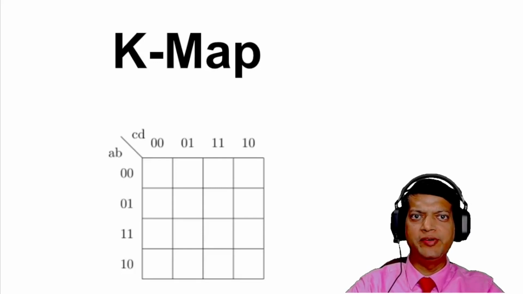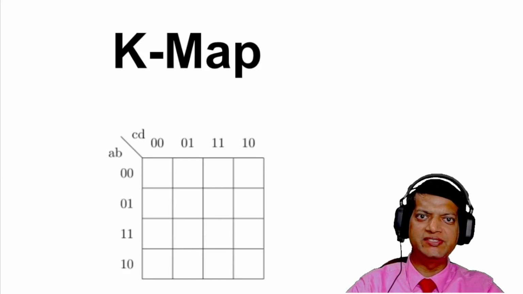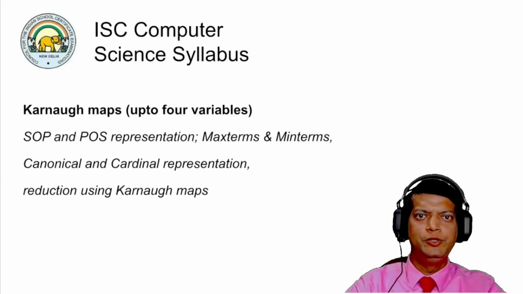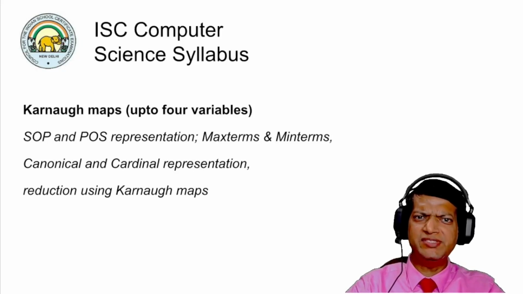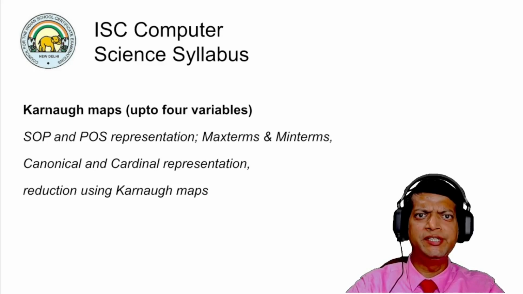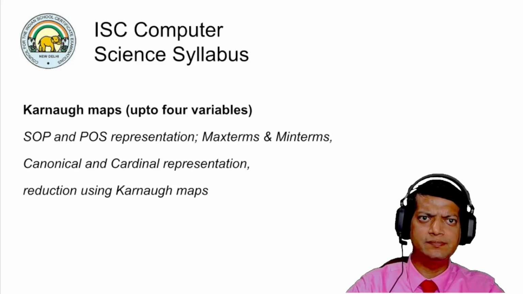In this video, I'll be covering K-Maps with respect to ISC syllabus. You can see the relevant portion of the ISC syllabus on the screen. As per the syllabus, students should be able to reduce Boolean expression of up to 4 variables using K-Map. Other terms mentioned in the syllabus are mostly terminology, which the student must be aware with in order to understand K-Maps. Let us understand these terms before we can actually begin reducing Boolean expressions through K-Map.